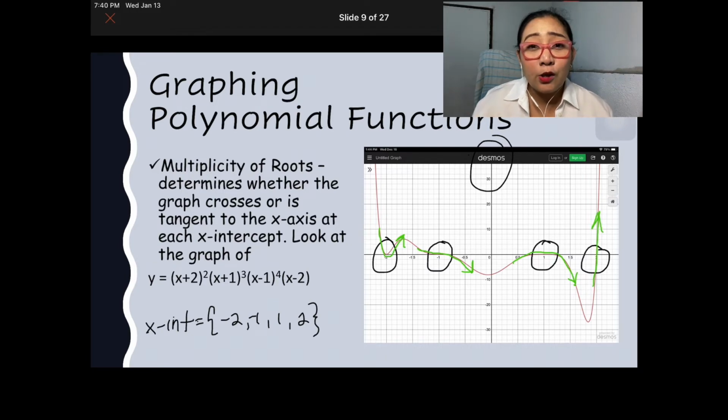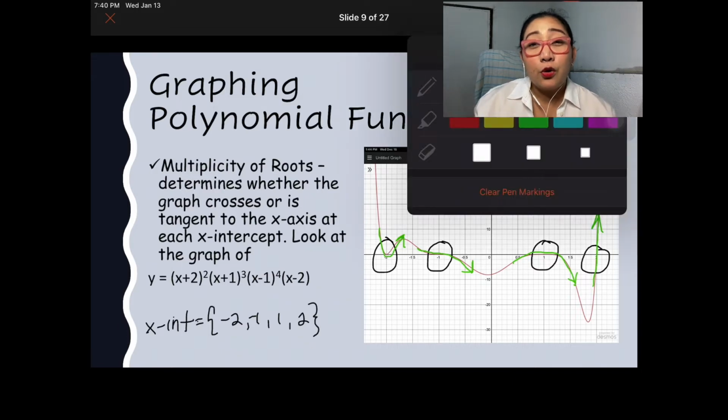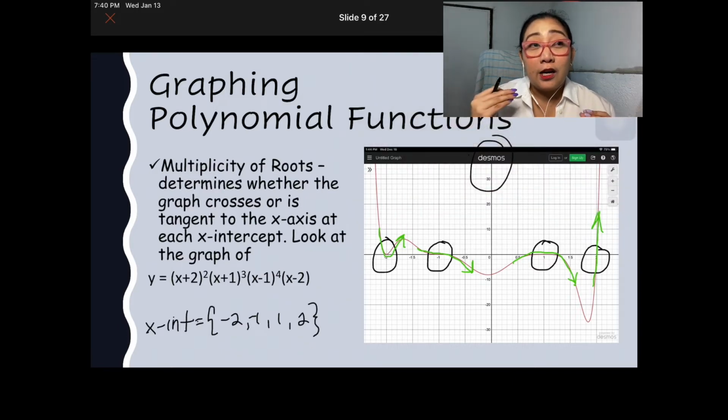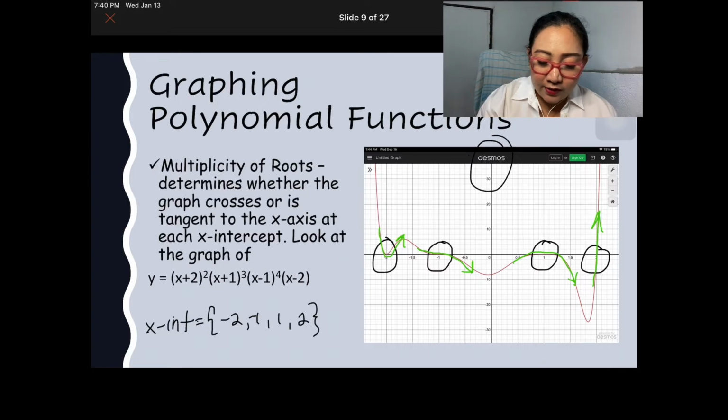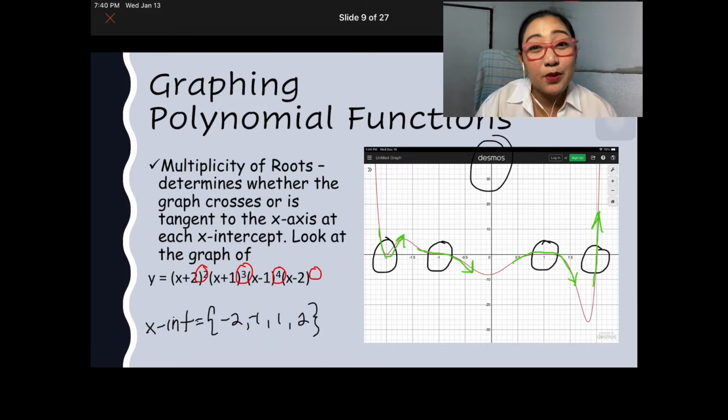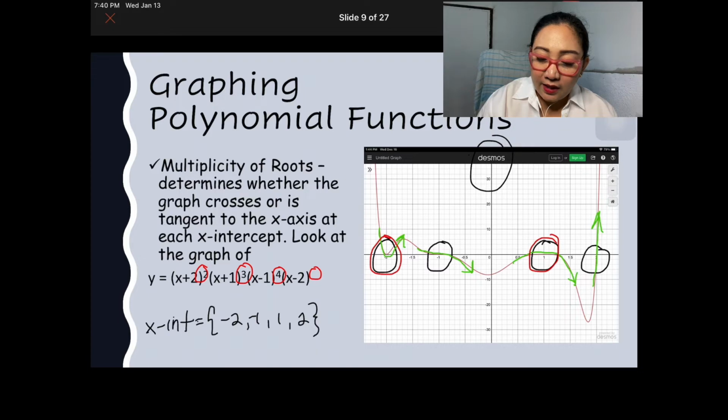So, ano yung sinasabi nito at anong connection? So, ang connection po niyan ay yung tinatawag nating multiplicity or kung ilang beses yung root na yan na ginamit for this particular function. At yan po ay madidetermine ng ating exponent. Hindi po degree ha, exponent. Okay ba yan? So, if you notice, our factors each have an exponent. Okay? So, doon sa mga nag-touch lang, tapos nag-turn back sila or nag-change siya ng direction, ang tawag po dyan ay tangent.